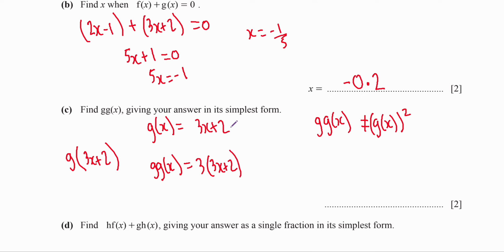And then that's done, and then plus 2. That's just the plus 2 by itself. So this is equal to 9x. 3 times 2 is 6, and then plus 2 is 8. So 9x plus 8. That's g of g of x.